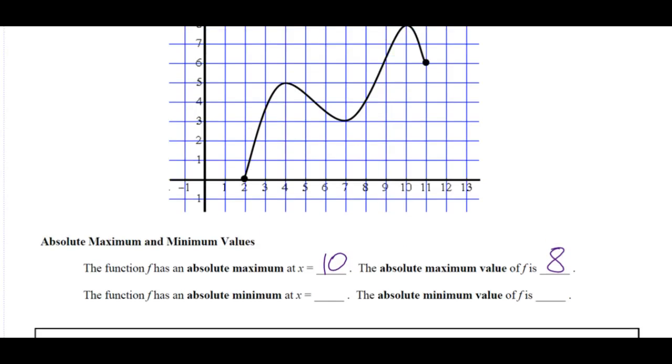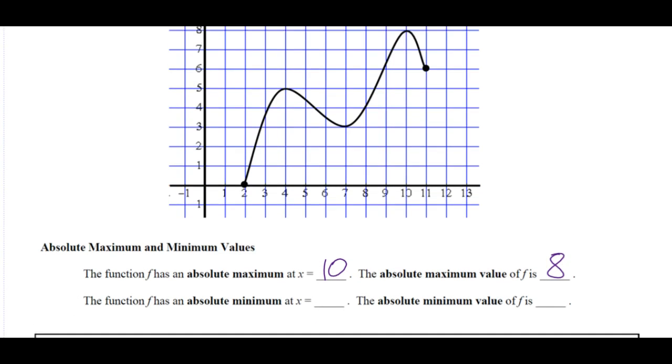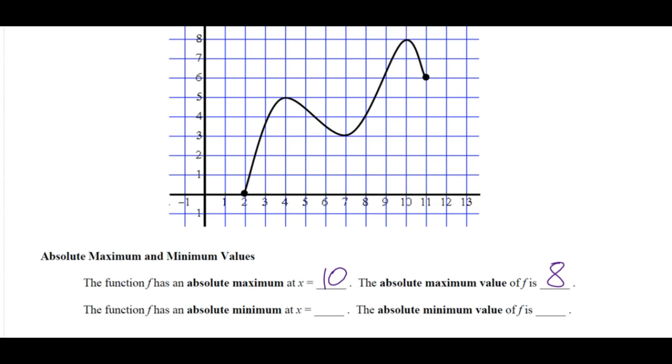Wait, how is it 10? Should it be with me? No, it shouldn't be. You should look at the same graph we are. The x value of 11 has a y value of 6. I don't think that's bigger than 8, so I'm going to go with 10, 8.